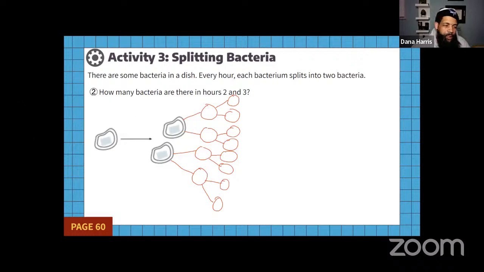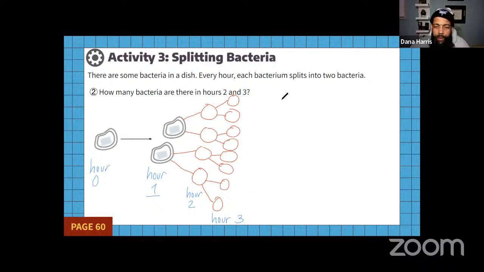Now notice if I change this color, this would be hour 0, hour 1, hour 2, and hour 3, right? Now, we have to calculate the total number of cells.